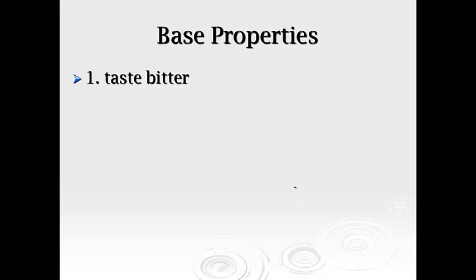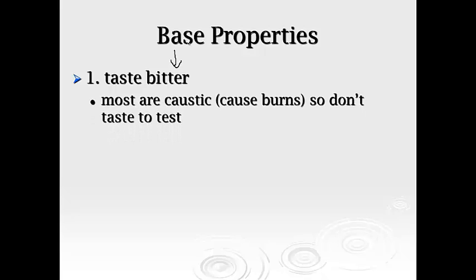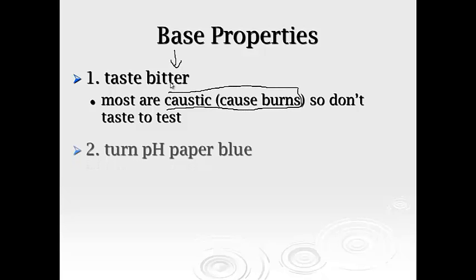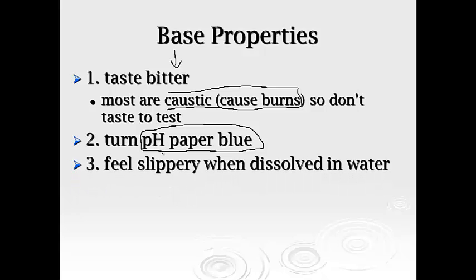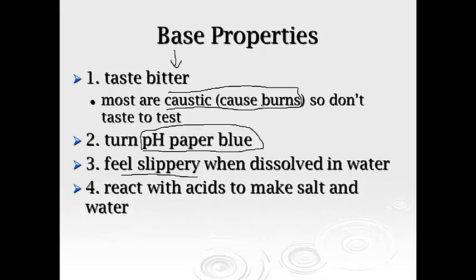Now, base properties, on the other hand, are going to be the opposite pairing here. Bases are going to taste bitter. Again, we're not going to taste chemicals in the lab. They're typically more caustic, so they can cause burns, so we usually don't taste to test these as well. They're going to turn pH paper blue, whereas acidic turned it red. They typically will feel slippery when dissolved in water, and you've all done this when you've washed your hands with soap. When the soap bar literally falls out of your hand, it just gets very slippery. Okay, so soap is obviously not concentrated enough to cause a burn, but that is a chemical as well.